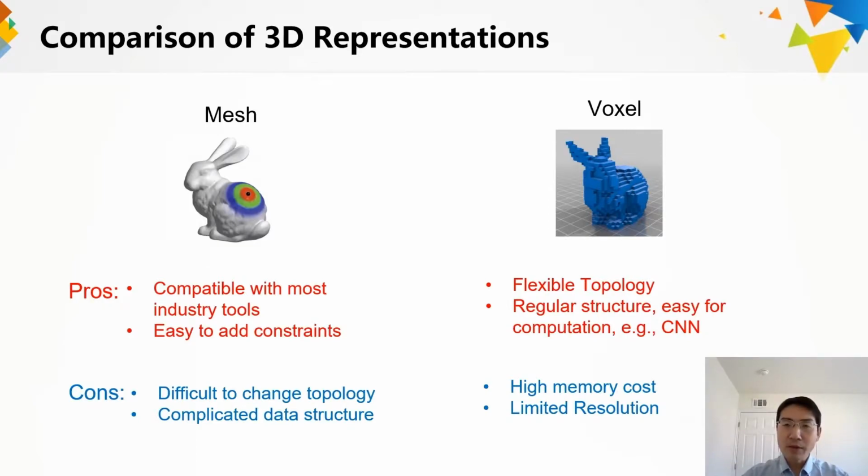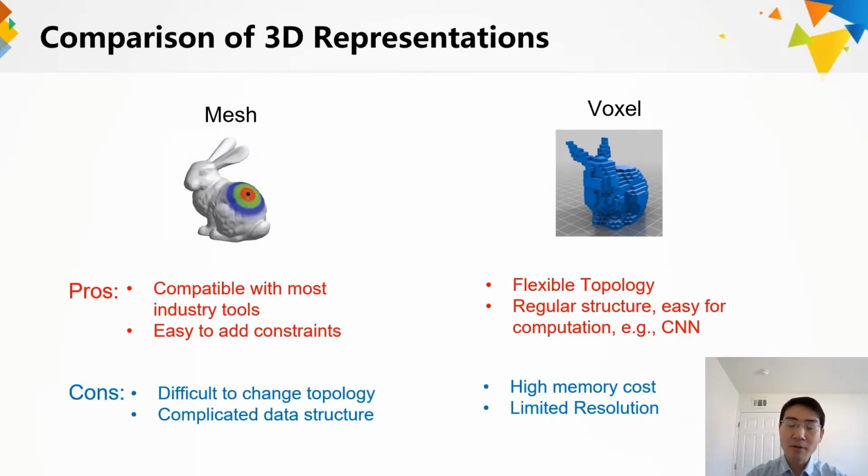So another way to represent a 3D object is voxel. I consider voxel comparable with pixels in 2D. It is just like 3D cubes in 3D space. So it has very flexible topologies, and it has a regular structure for each component and is easy for computation. For example, convolutional neural networks, because it is very regularized, so it is very easy for computations.